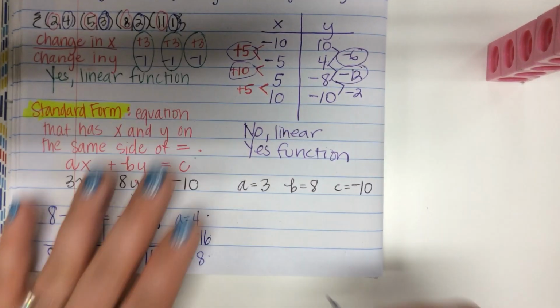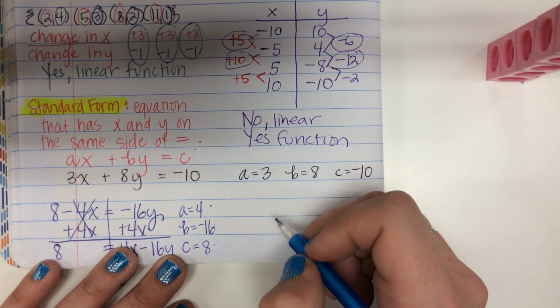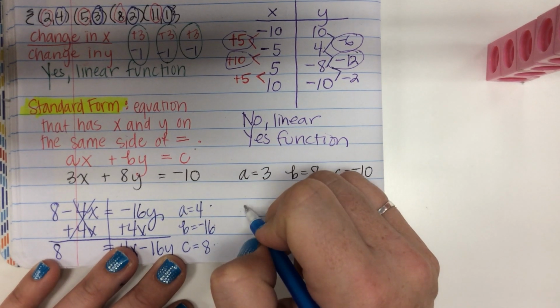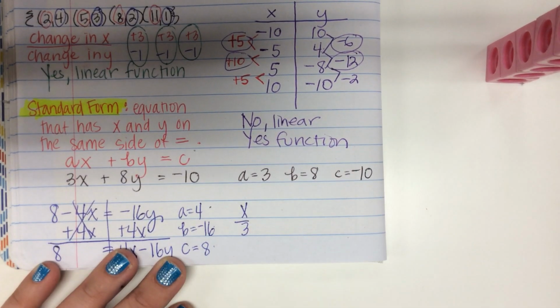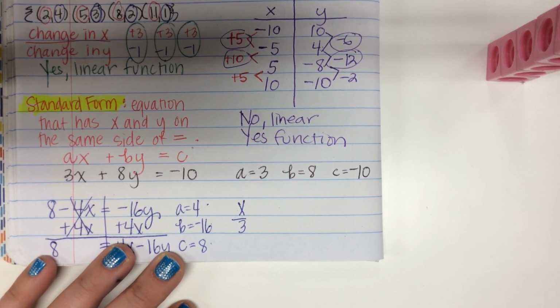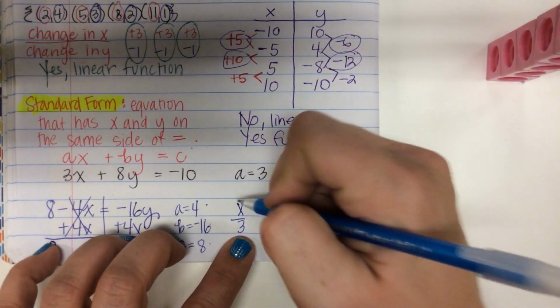The only other trick is sometimes you're going to see something like x over 3. What would that A value be? What would this A value be? 1/3.